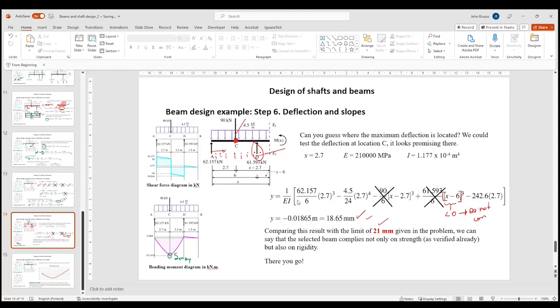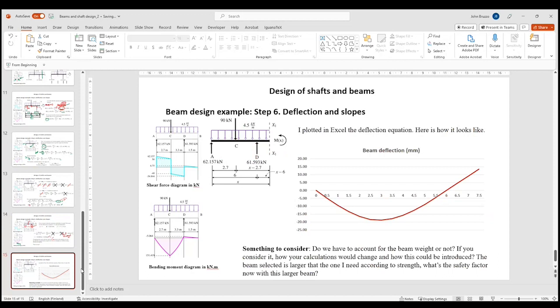And actually, this is kind of the formula applied in Excel. So you can have a continuous line drawn by using just one formula. And here it is. Questions so far?